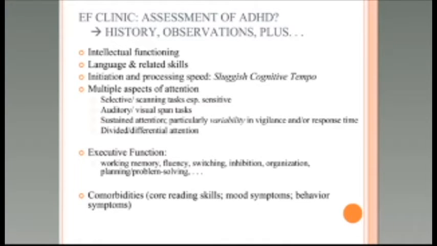We think about initiation and processing speed with an eye to this condition called sluggish cognitive tempo. We think about multiple aspects of attention, so not simply paying attention, but selective attention, sort of ruling out things that you don't need to focus on in order to pay attention very specifically to targets expected. This can be very sensitive to ADHD. We think about auditory and visual span tests. So what is the child's attention span within a structured, quiet setting where we can hopefully get the best estimate of how they can function?